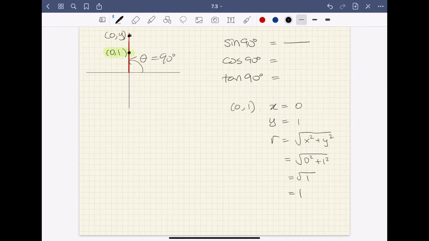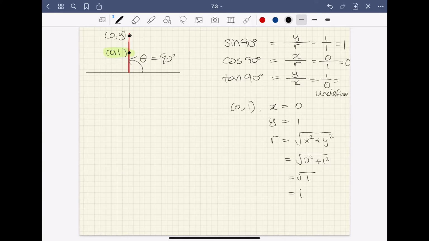Okay, and we know sine is equal to y over r from the previous page. So y is equal to 1 and r is equal to 1 as well. So sine 90 degrees is equal to 1. And let's do cosine. Cosine is equal to x over r. And x is 0, r is 1, so this is equal to 0. Tangent 90 degrees is opposite y over adjacent x. So that will be 1 over 0, which is what?